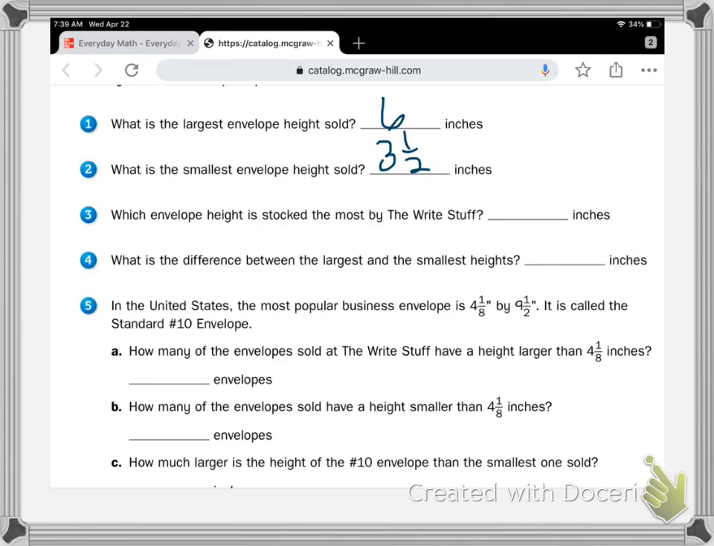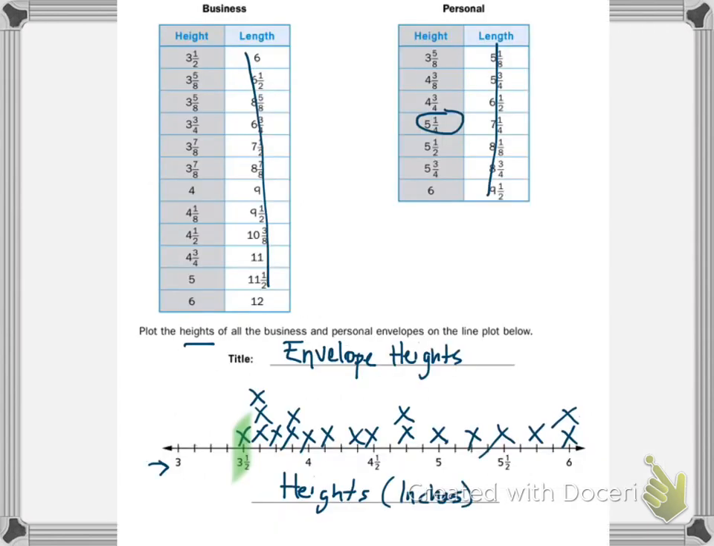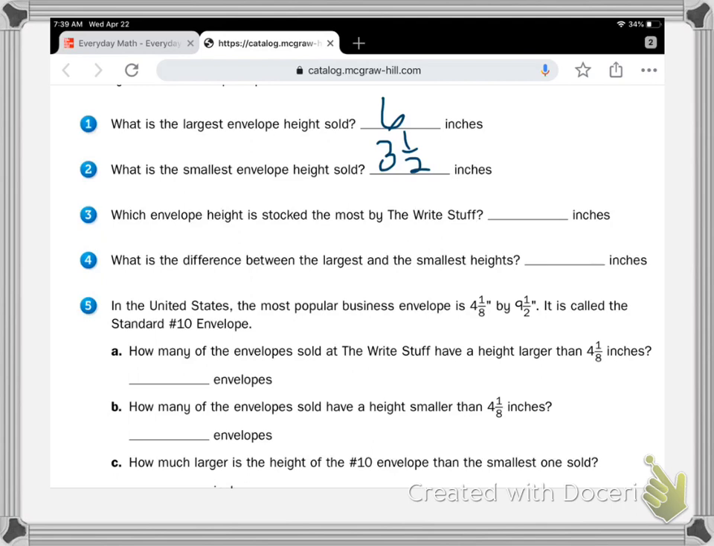All right, number 3, which envelope height is stocked the most by the Right Stuff, which is simply the store? Well, when you look back here, which one is stacked the most, or stocked the most? The height of 3 5/8.